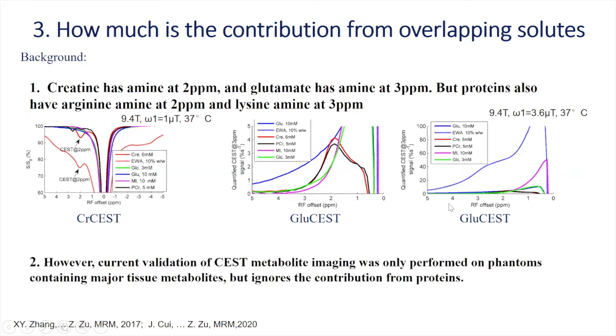However, current validation of CEST metabolite imaging was only performed on phantoms containing major tissue metabolites, but ignored the contribution from proteins. Why? I think this may be because there are 100,000 types of proteins which have different proportions of these residues in our body. So it's difficult to mimic them using simple protein model phantoms. That's why I think our previous validation ignored the contribution from proteins.